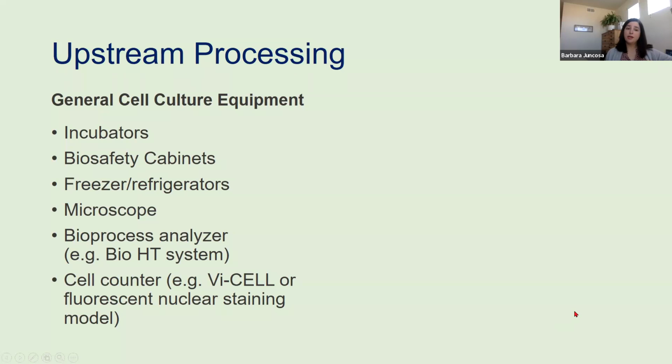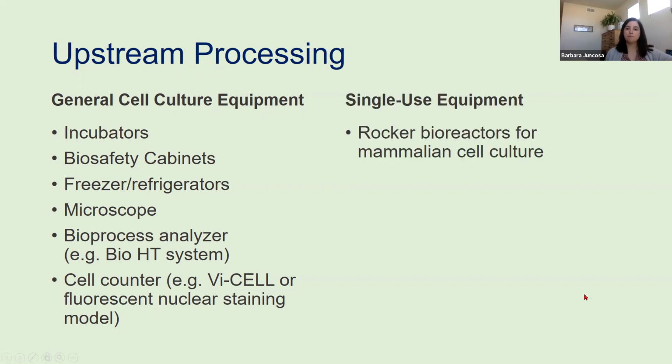And if you have a biomanufacturing program, you probably have most of what you need. So you're just going to need some general cell culture equipment with incubators, biosafety cabinets, cell counters, even though you can use hemocytometers with microscopes.